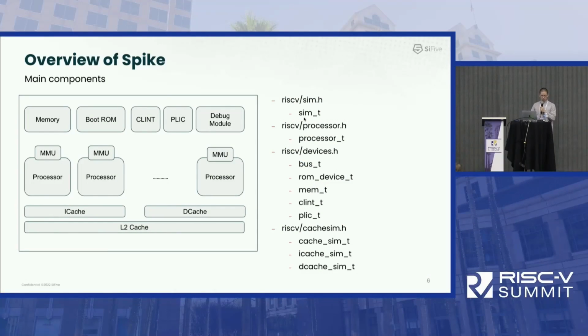Well, furthermore, you can see that the header namings are pretty obvious. You'll find the processor class under processor.h, the devices under devices.h, and the cache simulation classes under cachesim.h. Well, I'm just listing this out to be helpful for more detailed trace into the repo after this talk, so feel free to trace this on your own.